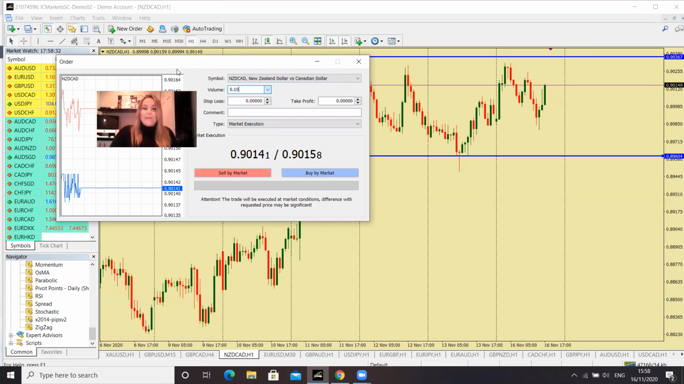So that means for every pip, the lot size I'm using is going to be worth $1. So if I lose, I lose $30, and if I win, whatever that ratio is. So then what you would do is you would enter. I'm not going to enter on a 0.10. I'm just going to enter on the smallest because I'm just playing on my demo.